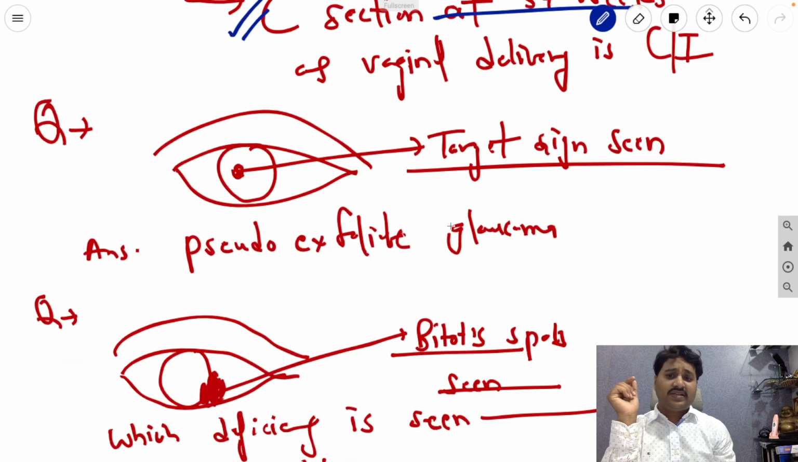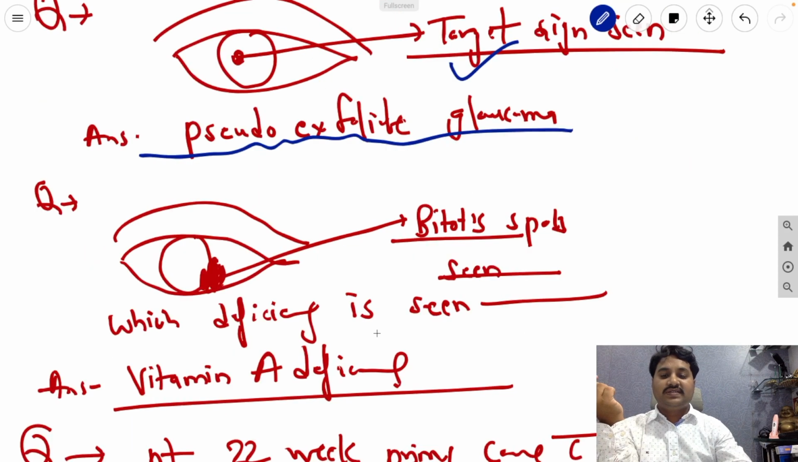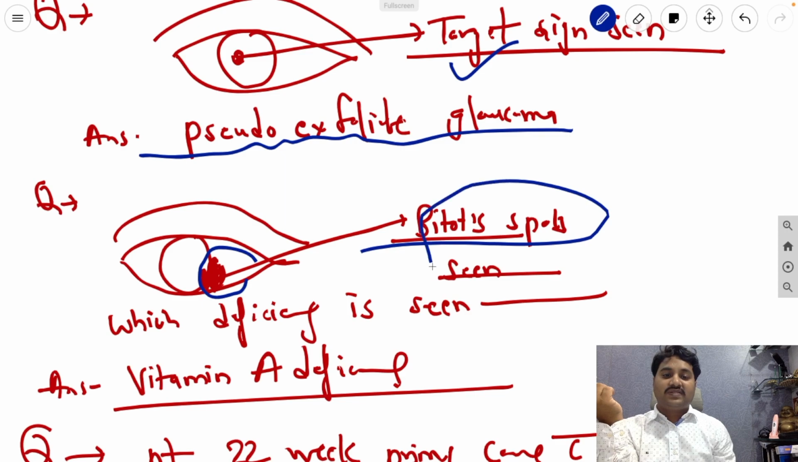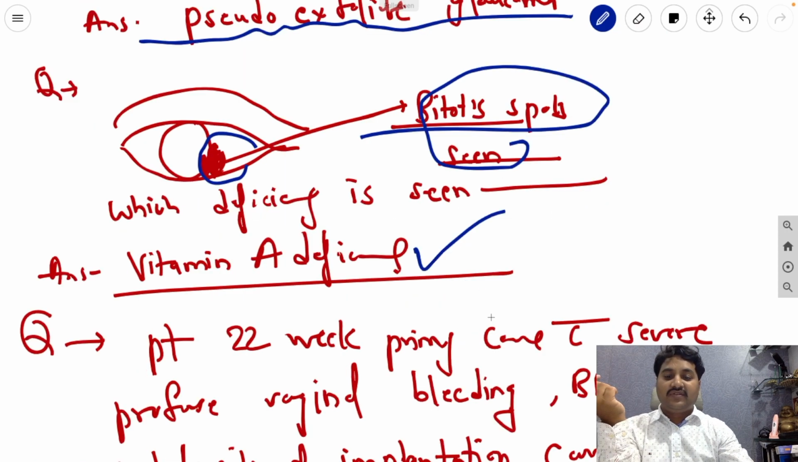Next question is this type of image. Should I just try to draw a similar type of image in which target sign is seen? So that is indicative of pseudoexfoliative glaucoma. Next question is, here some of the material is deposited. This type of image is seen in which such type of material is deposited, which is commonly called Bitot spot, which is seen in which type of deficiency. So the answer is vitamin A deficiency.